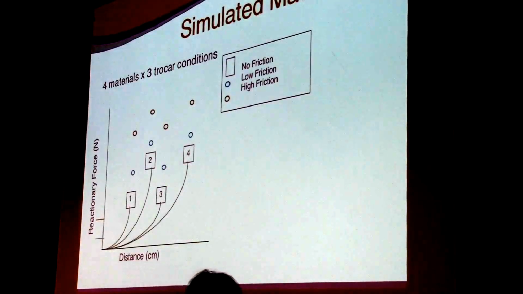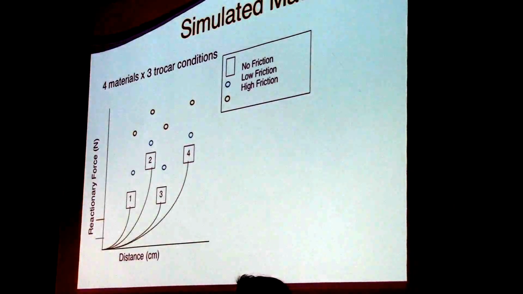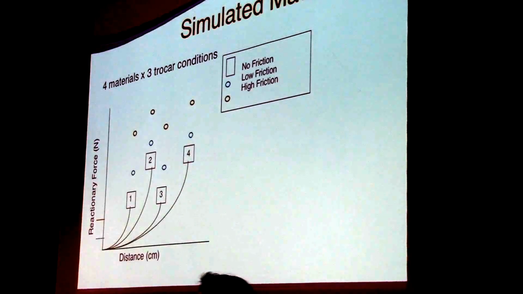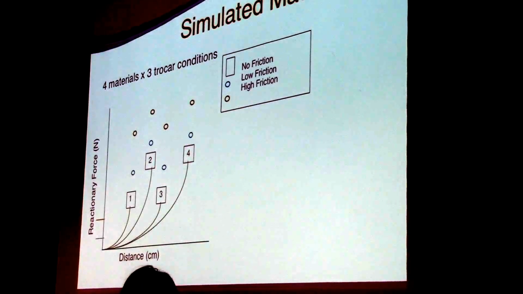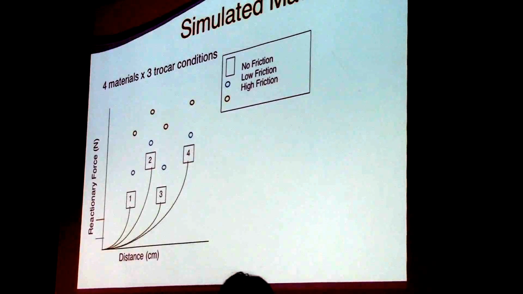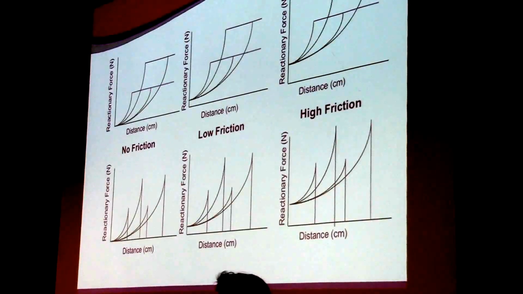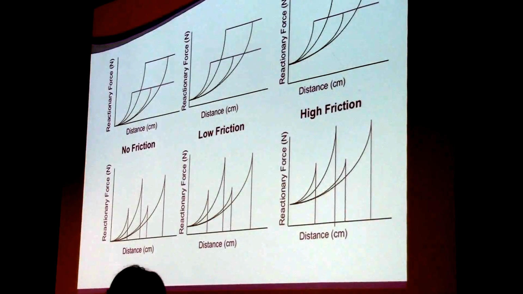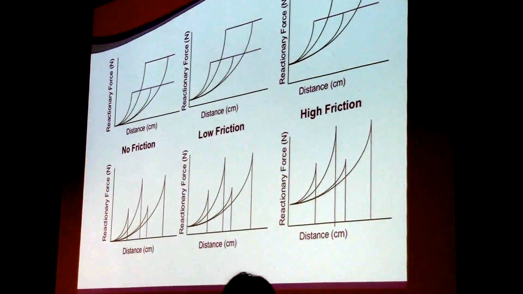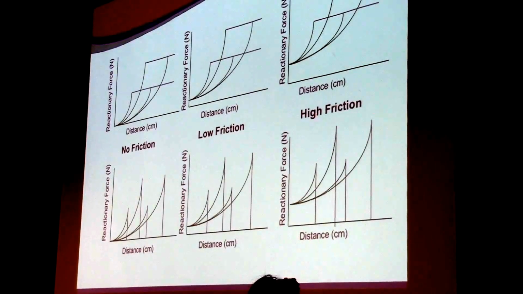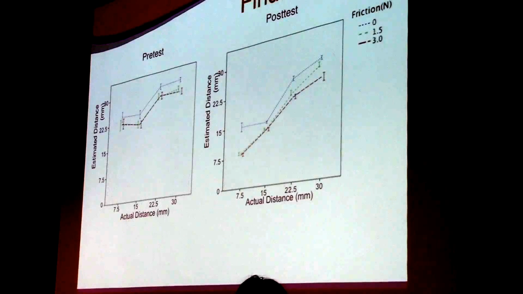So for this experiment, we had 4 primary materials. These 4 primary materials were rendered in 3 different friction capacities: no friction, low friction, and high friction. They were also done in the maintained brake and true braking profiles. So as you can see here, there's no friction, low friction, and high friction in both maintained and true brake.